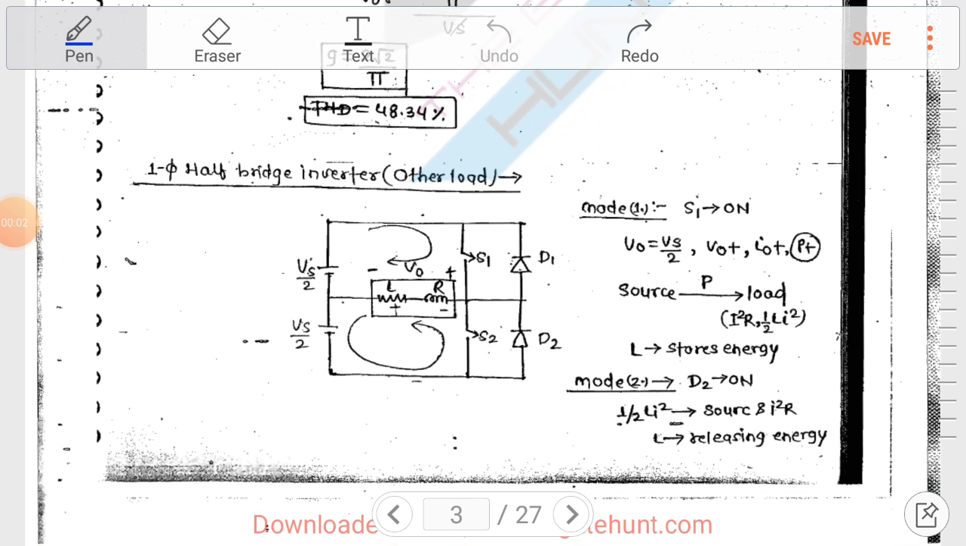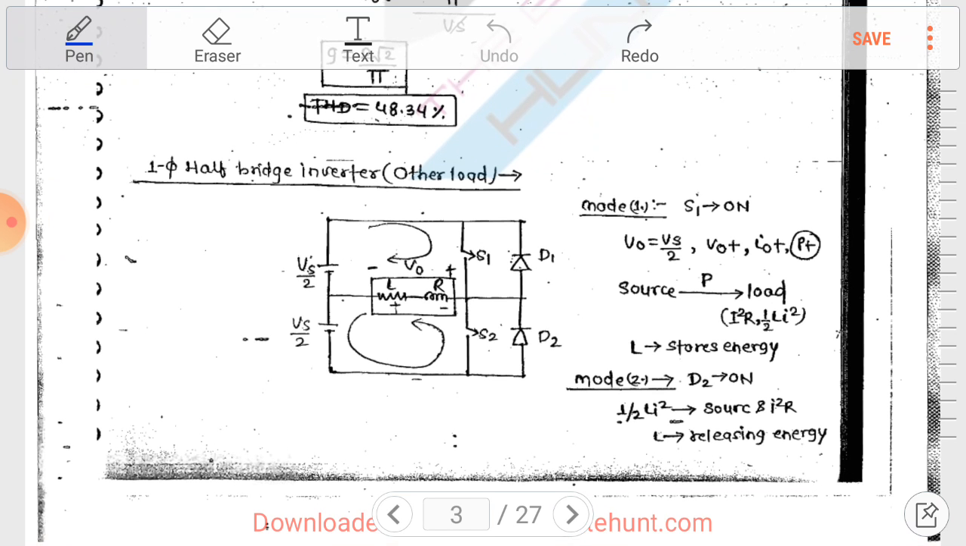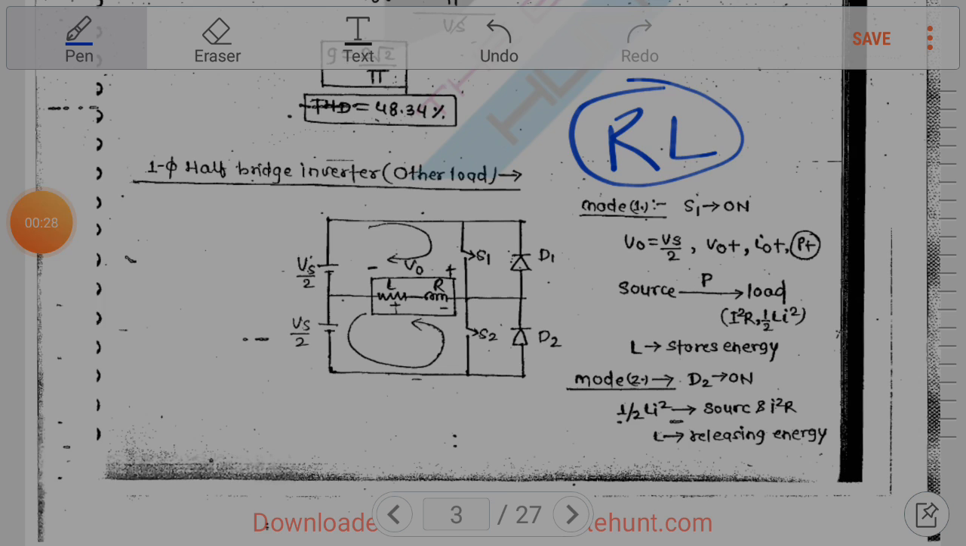Till now, we have seen single phase half bridge inverter and single phase full bridge inverter with resistive load. In this video, variation of load will be observed. Single phase half bridge inverter with RL load is the first one. In this, we have four modes.